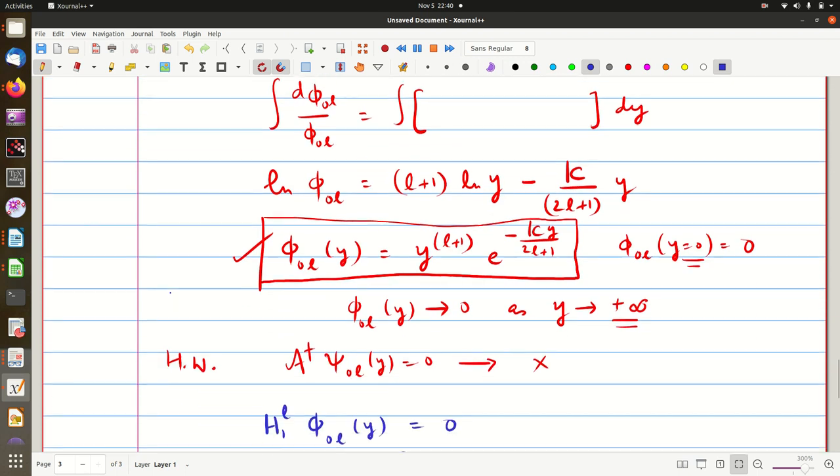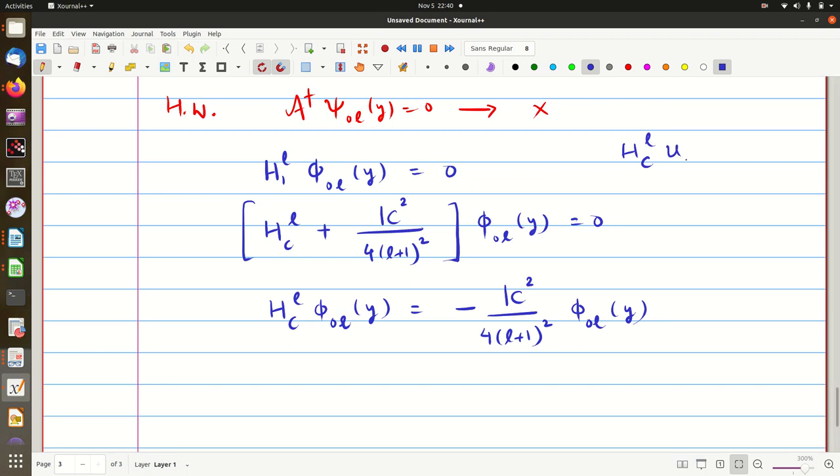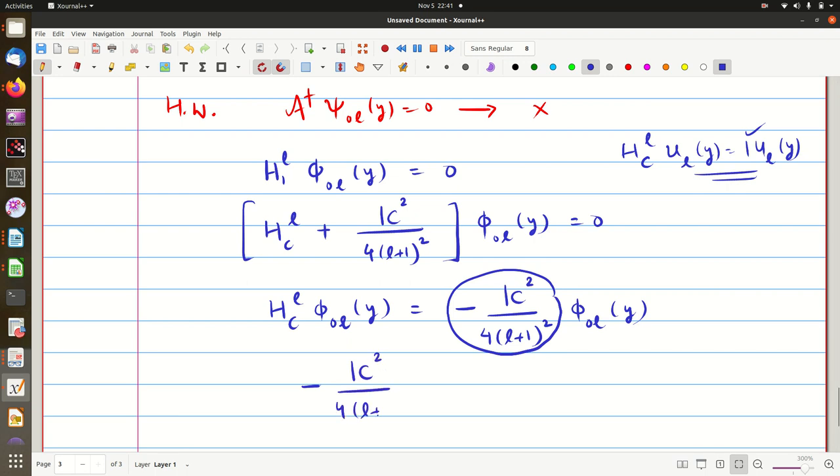So now you can see that we can find out what is the corresponding eigenvalue for HCl. HCl acting on phi 0 l of y will be minus kappa squared by 4 times (l plus 1) whole square acting on phi 0 l of y. But we know that HCl acting on u l of y was equal to 1 times u l of y, right? It should have been 1. That means this particular energy eigenvalue that we are getting should be equal to 1. So minus kappa squared by 4 times (l plus 1) whole square should be equal to 1. That is the condition which will give us the energy.